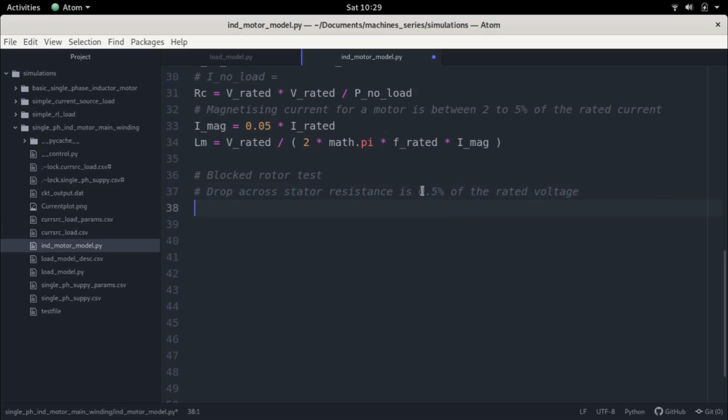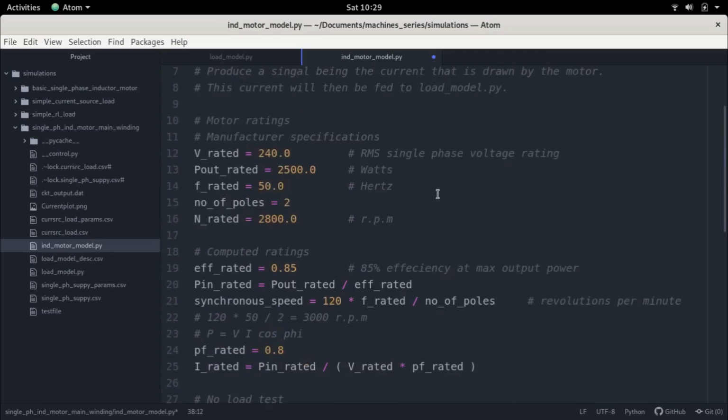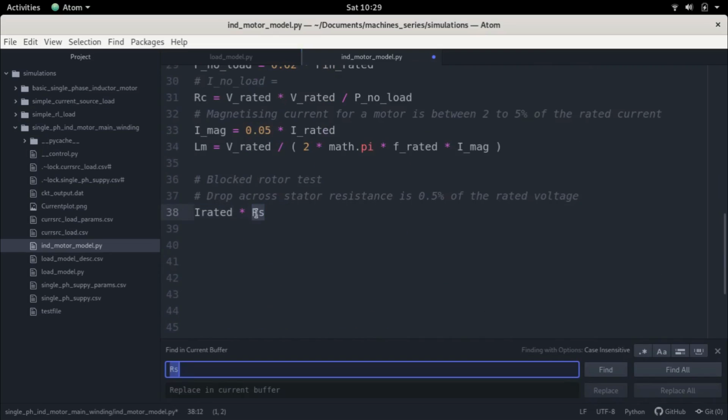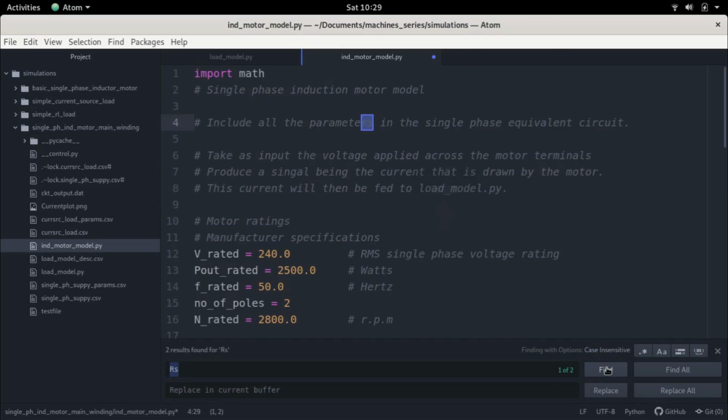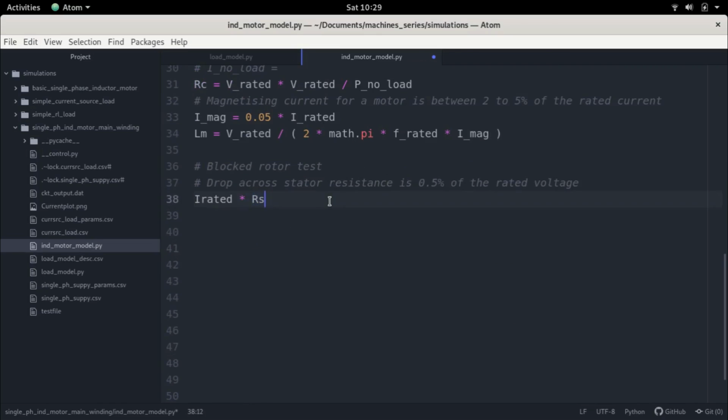So of course what this means is I rated multiplied by stator resistance. Let me call this RS. Let me just check if I've used it before. Let me do a search. No, I have not, so I can continue to use it. Or I can actually be more specific and say R stator. That's better. Is equal to 0.005 multiplied by V rated, right? So quite obviously, we just have to take this to the other side, and this is our R stator.